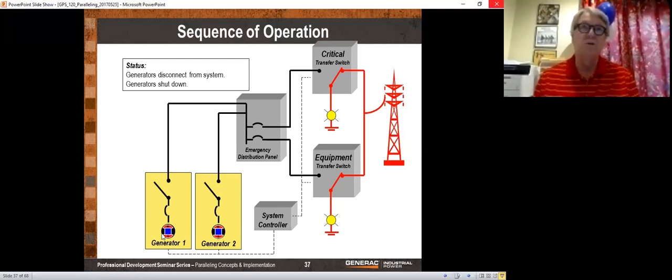Now, you do lose your big remote annunciator. Now you have to go to each generator to see what's going on, because you don't have a nice digital display that shows the whole system. But you have that first level of redundancy. There is also a second level of redundancy.